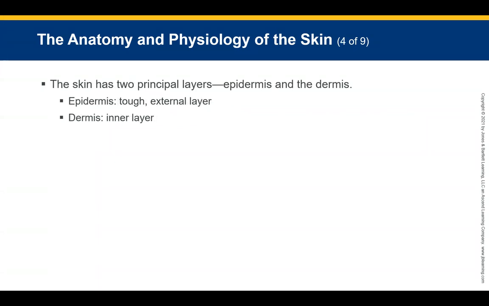Anatomy. Okay, so let's break it down here. The skin has two principal layers. So you need to know the epidermis and dermis. The epidermis is the tough external layer that forms a watertight covering for the body. The epidermis is composed of several layers. The dermis is the inner layer of the skin. Hint, hint, hint. It contains hair follicles, sweat glands, and sebaceous glands. Blood vessels in the dermis provide the skin with nutrients and oxygen.